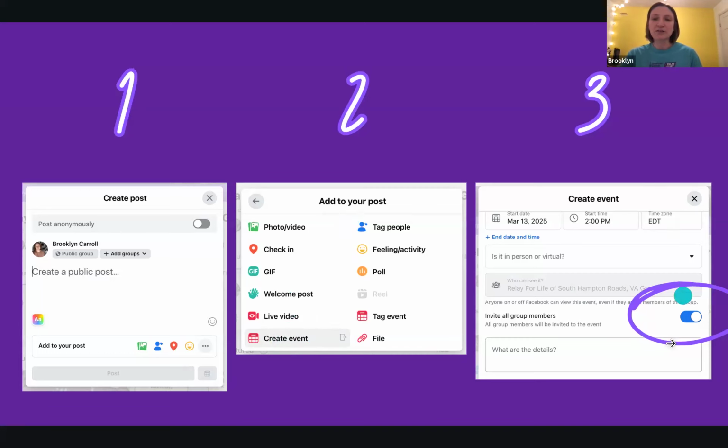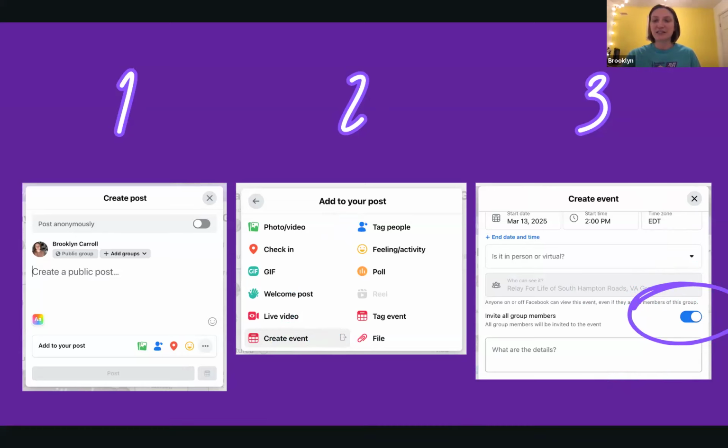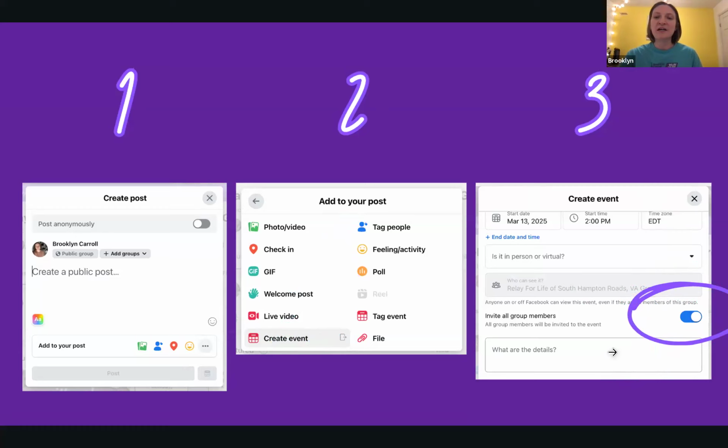After you type in all your event information, there's a little button that says invite all group members. This is specific to groups only. If you create an event outside of your group and share it to the group, it doesn't work the same. So you have to create the event within the group itself and then toggle on invite all group members, because it's off automatically for some reason. Once you do that, every single person will be invited to this Facebook group event about an upcoming fundraiser for a team. They will all get a notification on their phone, and they'll all see the notification within Facebook that they've been invited to an event.